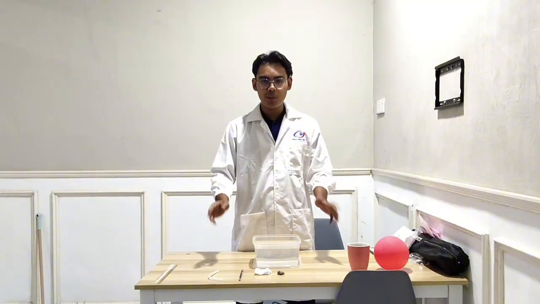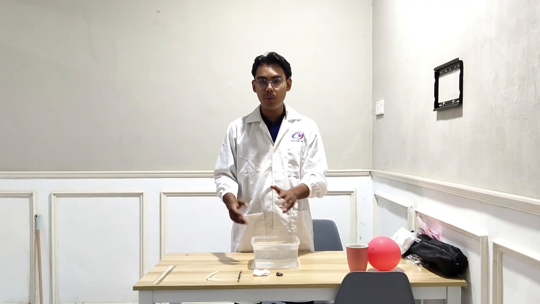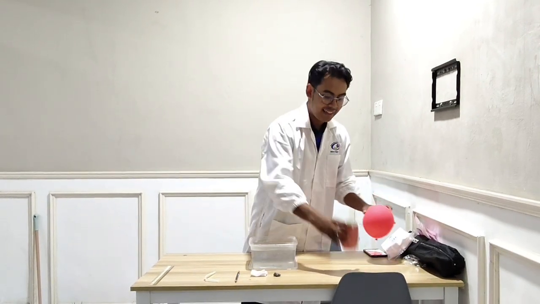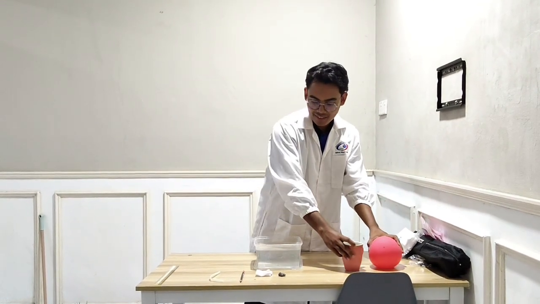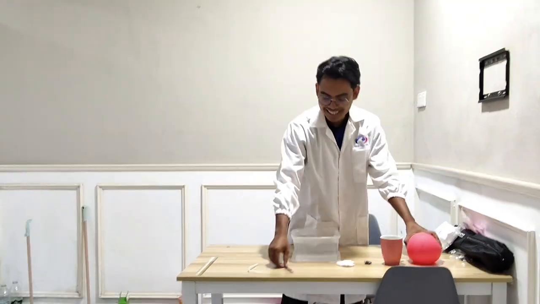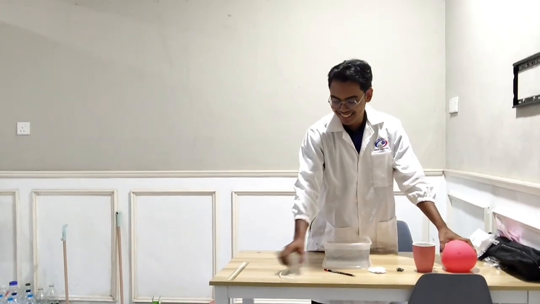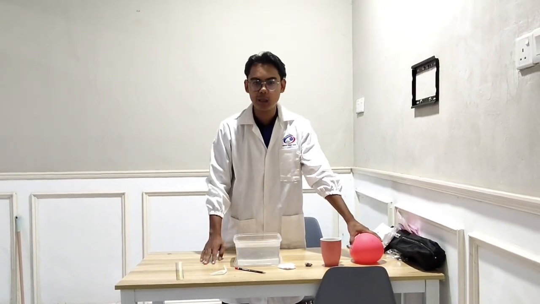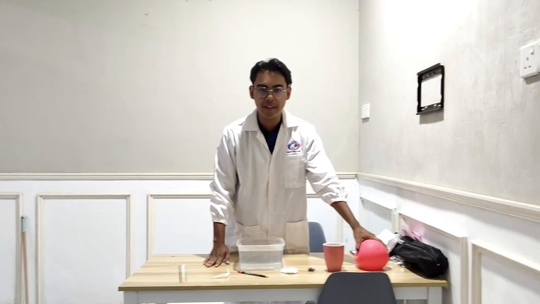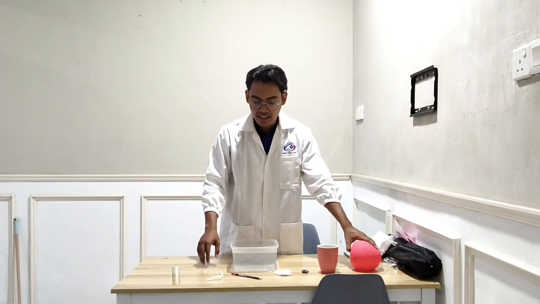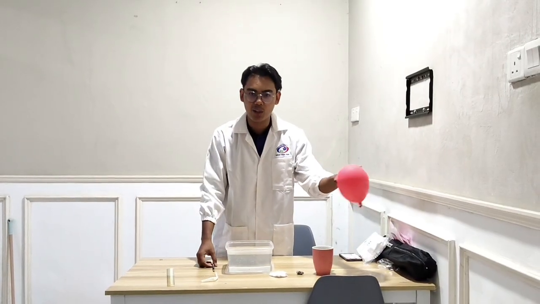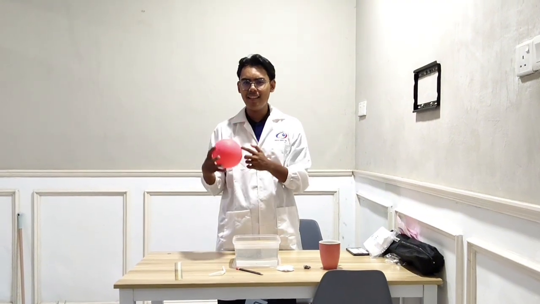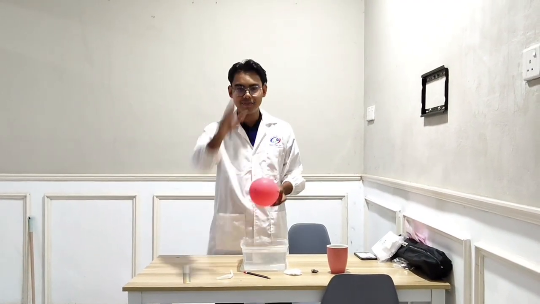So for the first one, I want to show you guys some objects that we will use to do our experiment today. We have a balloon, a glass cup, a stone, and also a pencil, a straw, and a plastic ruler. In this experiment, we want to prove that some of these things are floating and some of them are not. For the first one, we will use the balloon to show you guys if these things float or not. So let's go.